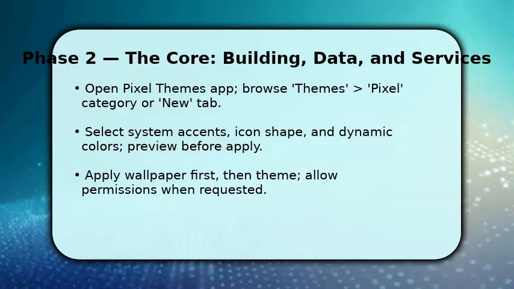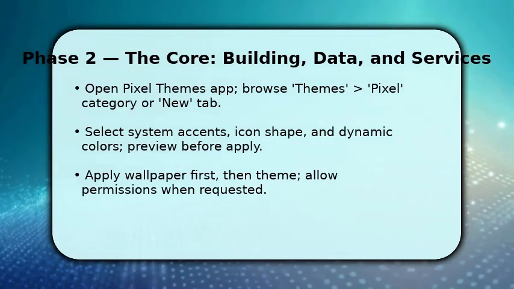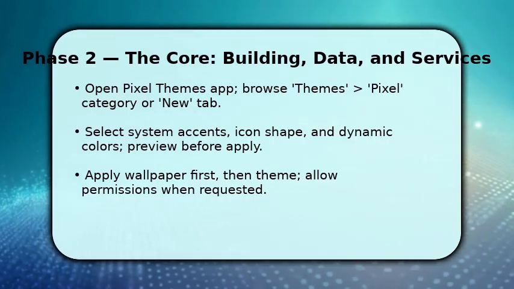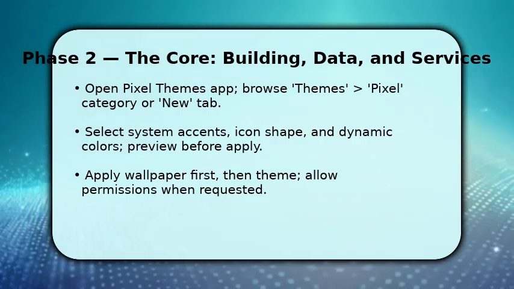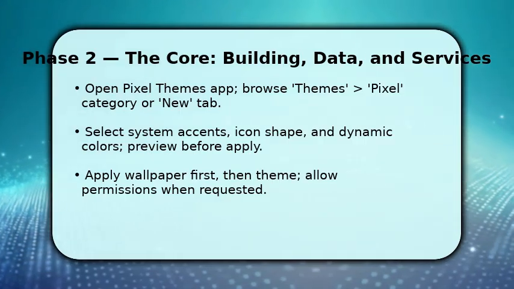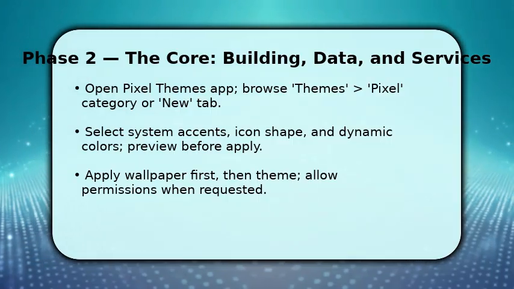Preview each choice. This avoids redoing steps. Make sure to apply wallpaper first because colors cascade from it. If permissions appear, grant them so the theme can change system accents. Once applied, check home screen and quick settings. Finish by rebooting. Many system-level changes finalize only after a restart.